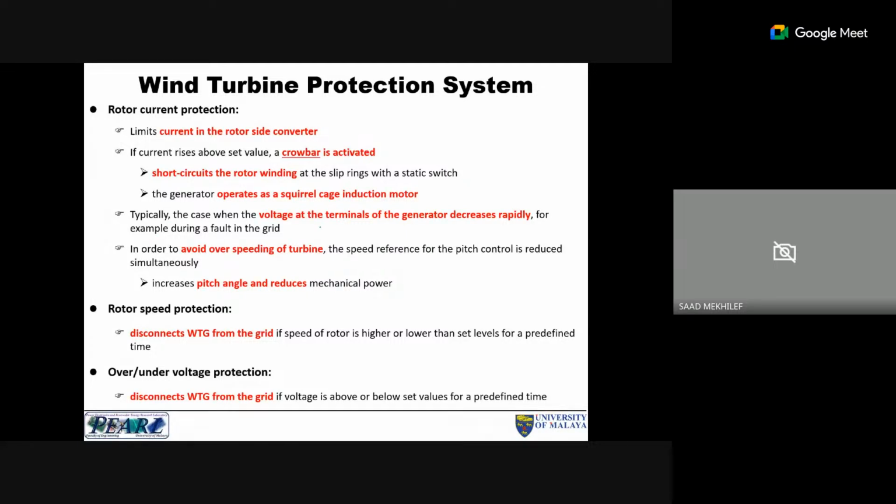Typically, in this case, voltage at the terminals of the generator decreases rapidly. I think that's a very good use of the short circuit. And then, in order to address the overspeeding turbine, the speed reference of the pitch is reduced simultaneously. So we use the pitch to reduce the speed of the turbine, and the pitch angle reduces the mechanical power.